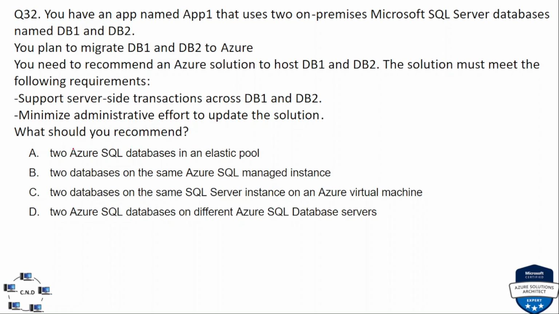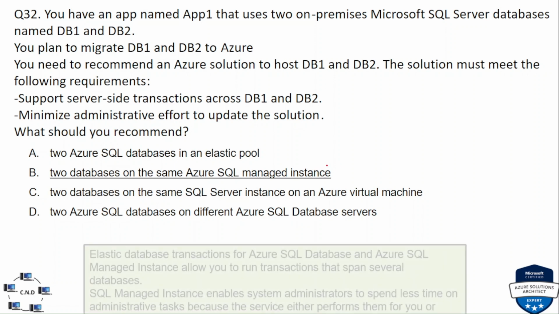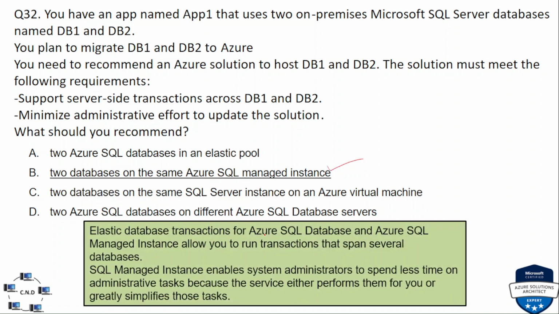What should you recommend? And the options are A. Two Azure SQL databases in an elastic pool, B. Two databases on the same Azure SQL managed instance, C. Two databases on the same SQL Server instance on an Azure virtual machine, and D. Two Azure SQL databases on different Azure SQL database servers. And the correct option is option B, two databases on the same Azure SQL managed instance. And this is the explanation for the correct option.